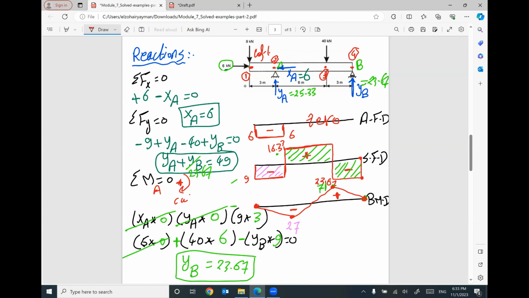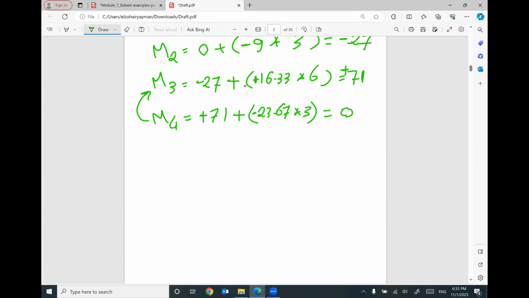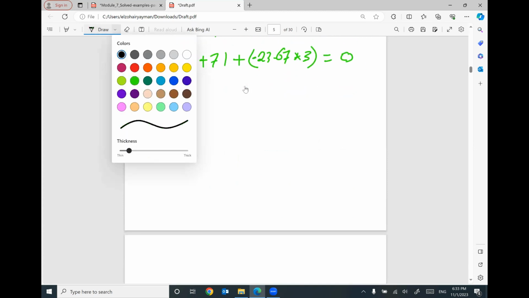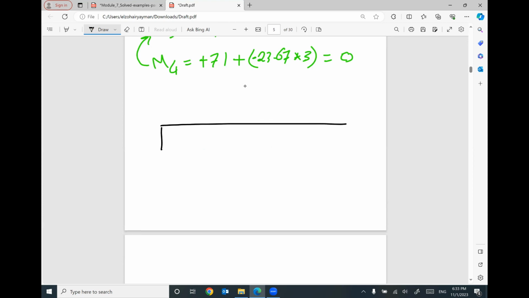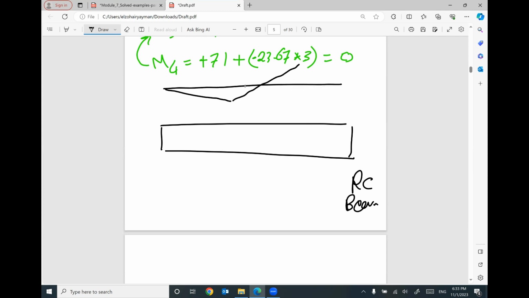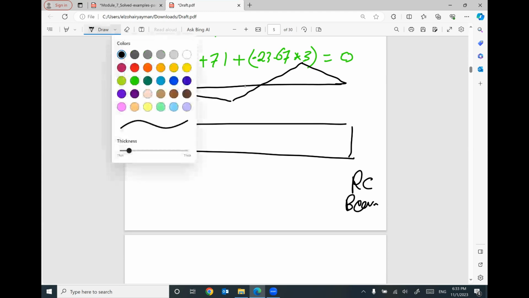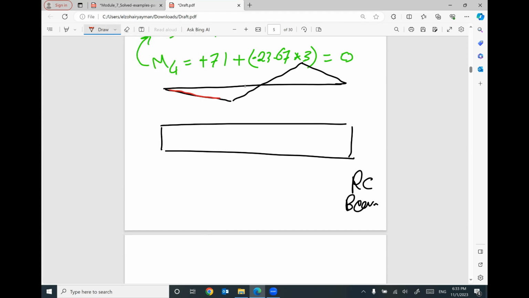The bending moment diagram means a lot of information. There is no meaning to the 27 and 71. I don't care about the difference of the values, but the diagram itself, this is more advanced. This beam can be a reinforced concrete beam. Your bending moment diagram looks like this. This reference line represents the center line of the beam.